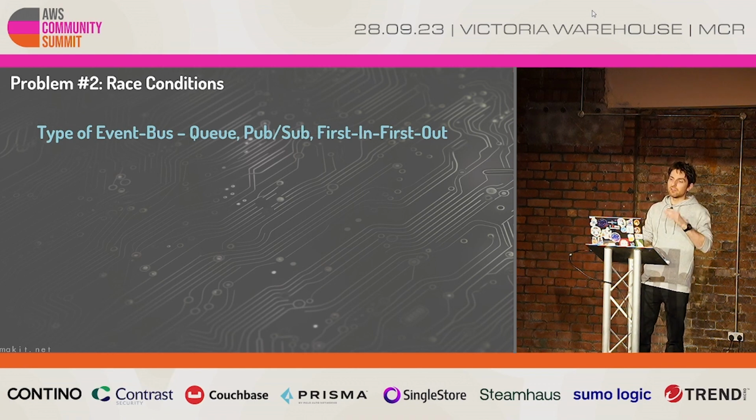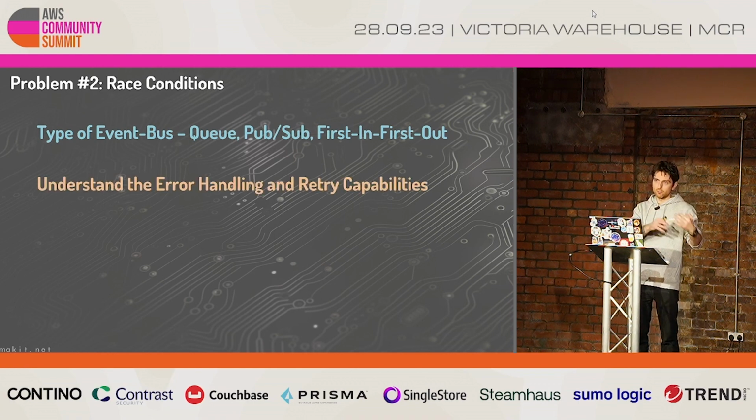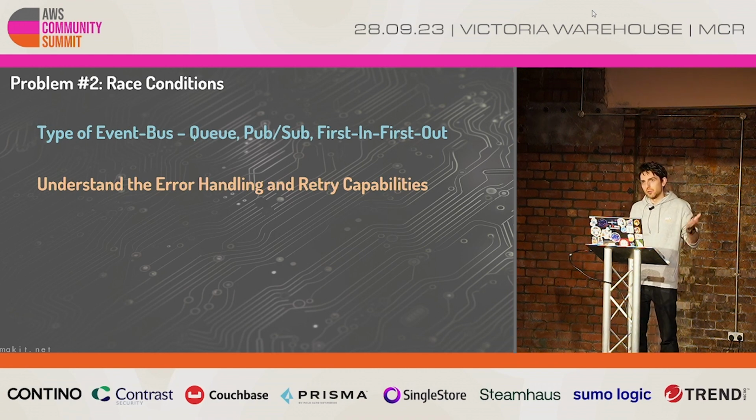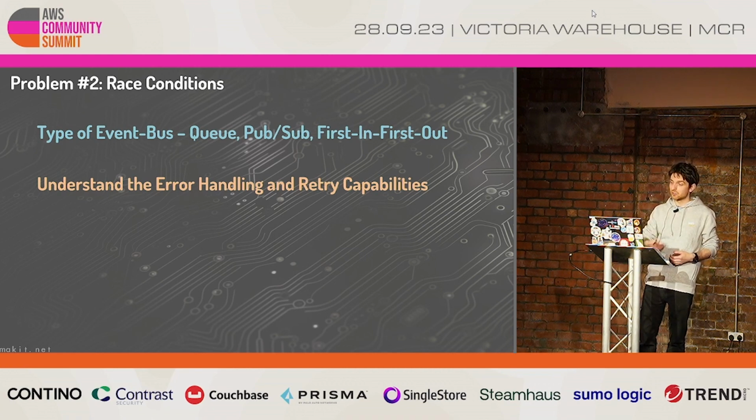The other is just the error handling and retry capabilities of that type of event bus. So if it does a fire and forget to the service, like an SNS, and the service fails, then who knows it's failed, that event's lost. If it's a queue, then we can process it and we can delete it from the queue when it's successfully processed. So it'll get retried and doesn't get lost.